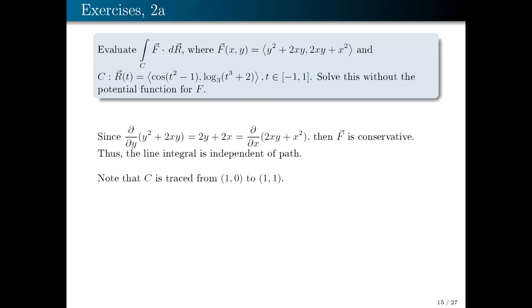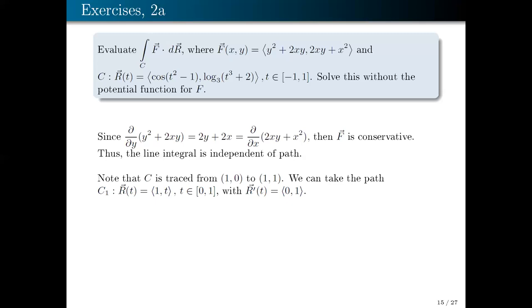Instead, we will be taking a simpler path, a different path, connecting 1, 0 and 1, 1, such that its f of r dot r prime is a whole lot simpler, okay? For example, we can take the straight line from 1, 0 to 1, 1, which can be parameterized as follows. So we have 1 comma t, where t here ranges from 0 to 1, okay? So we have r of t here with its corresponding derivative, 0, 1.